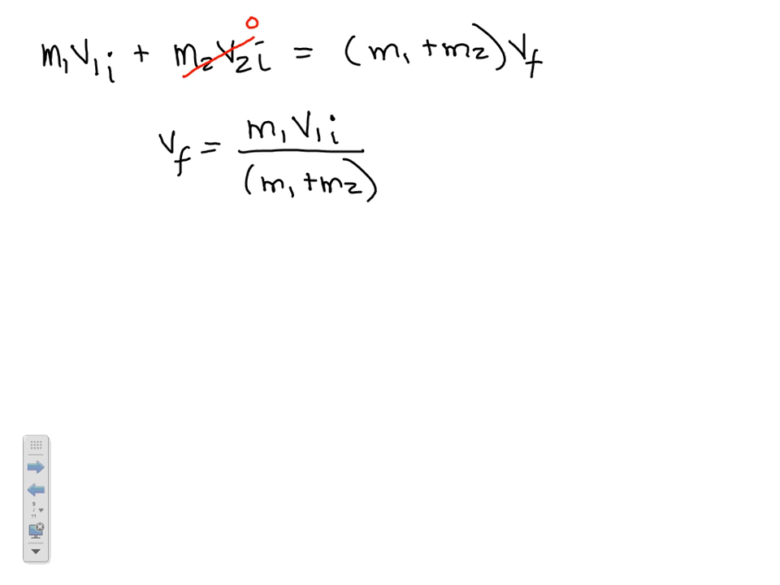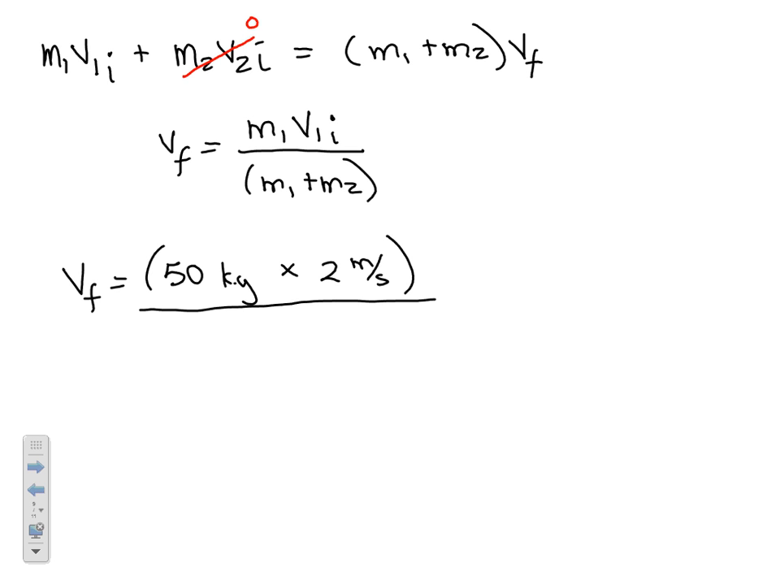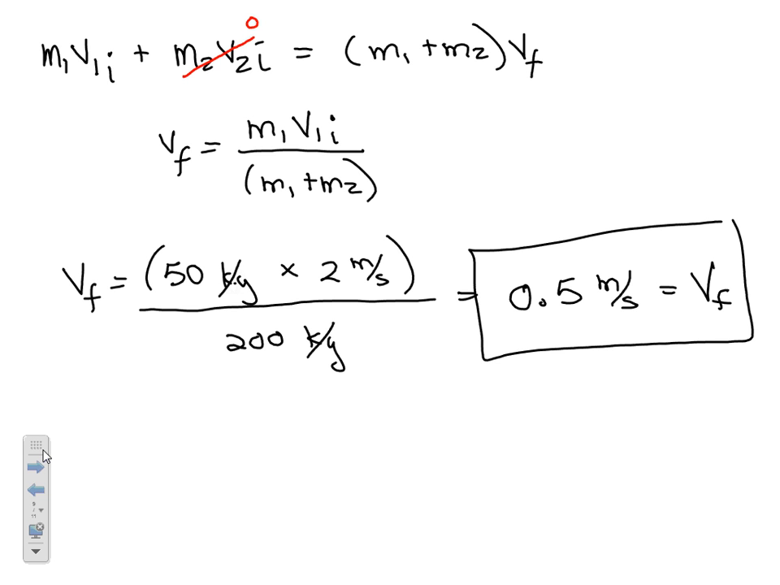So we get m1 v1I, the momentum of the child, divided by the combined mass of the child and the boat. Solving for our final velocity, the child was 50 kilograms, running at 2 meters per second. Combined mass was 200 kilograms. We can see our kilograms cancel, and the velocity of the boat is 0.5 meters per second, which makes sense. It drifts away from the dock with the child in the boat.